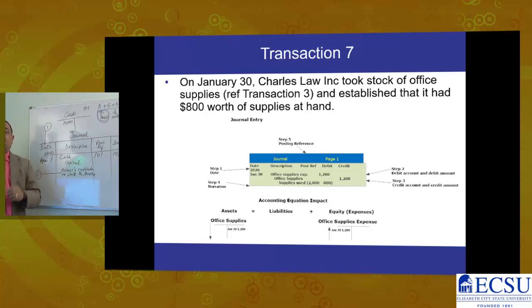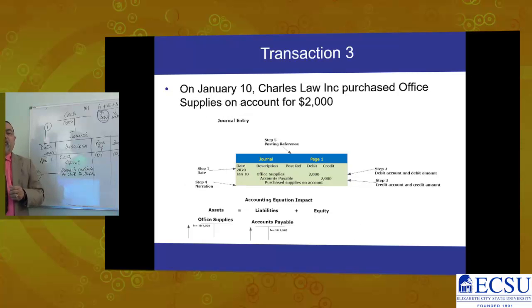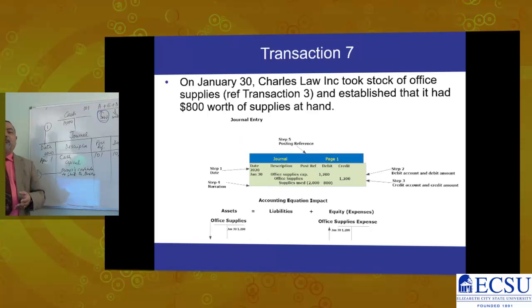Now, on January 30, Charles Law Incorporated took stock of the office supplies and established that it had 800 worth of supplies on hand. If you go back to your transaction 3, Charles Law purchased office supplies on account for 2,000. So we had office supplies of 2,000, now it is worth only 800. Now what does it mean? It means I have used the 1,200 worth of supply. So that is 2,000 minus 800 would be 1,200. So that is the journal that I'll be doing. Office supply expense would be debit and office supplies would be credit. That's how we'll handle this transaction number 7.